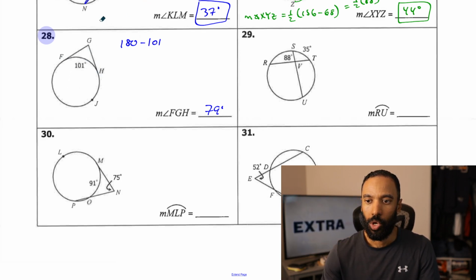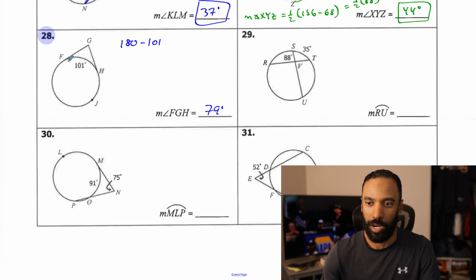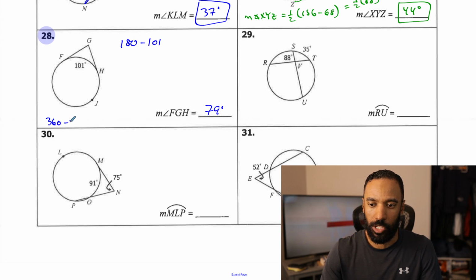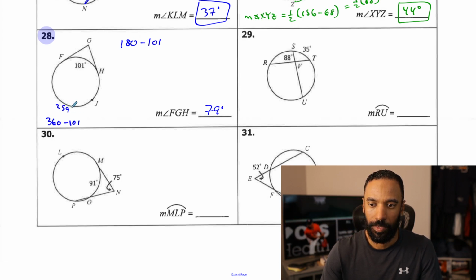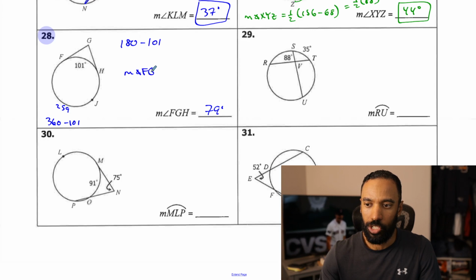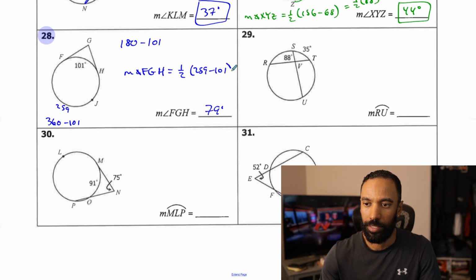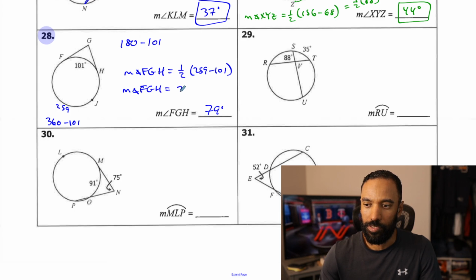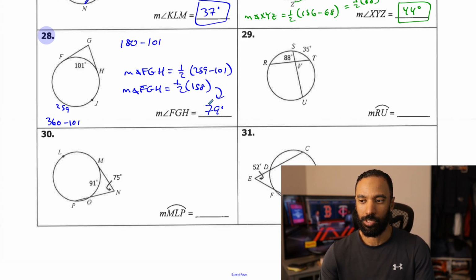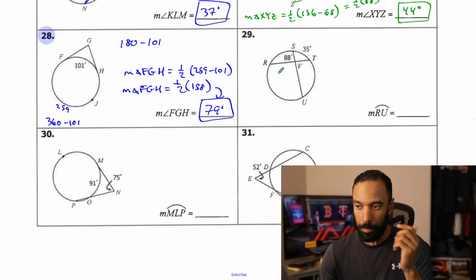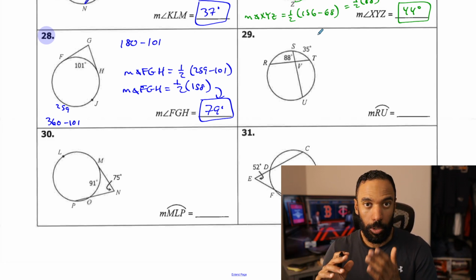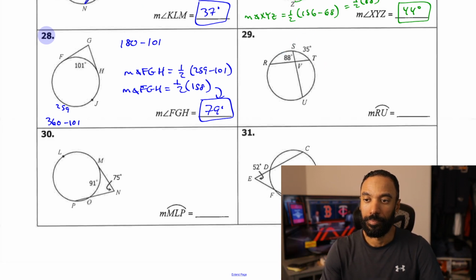Here's what else we could do. We could also say that this angle is half of this arc minus that arc. This arc is 360 minus 101. 360 minus 101 is 259. So measure of angle FGH is half that of 259 minus 101, which is 158. Half of 158 is still 79 degrees. Longer route? Sure. Conventional, practical way of doing it, maybe logical? Yeah, all works out.